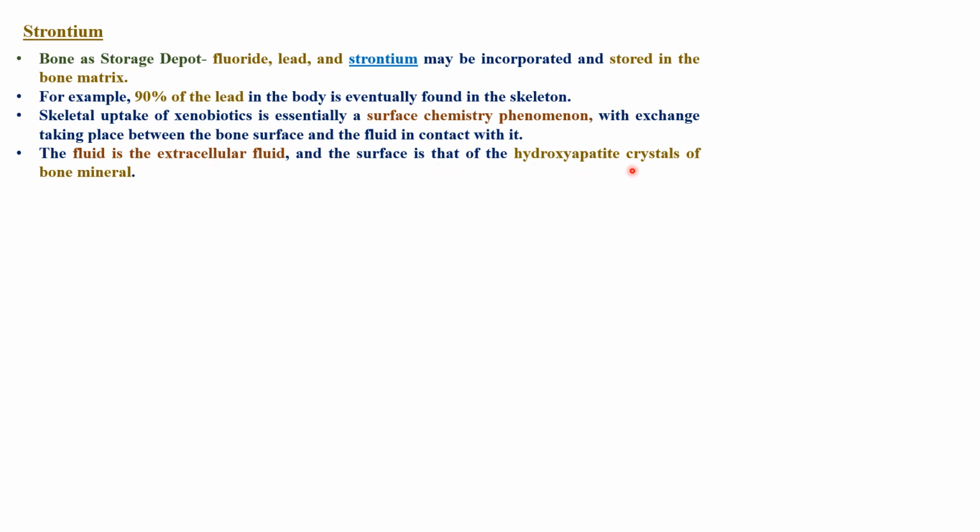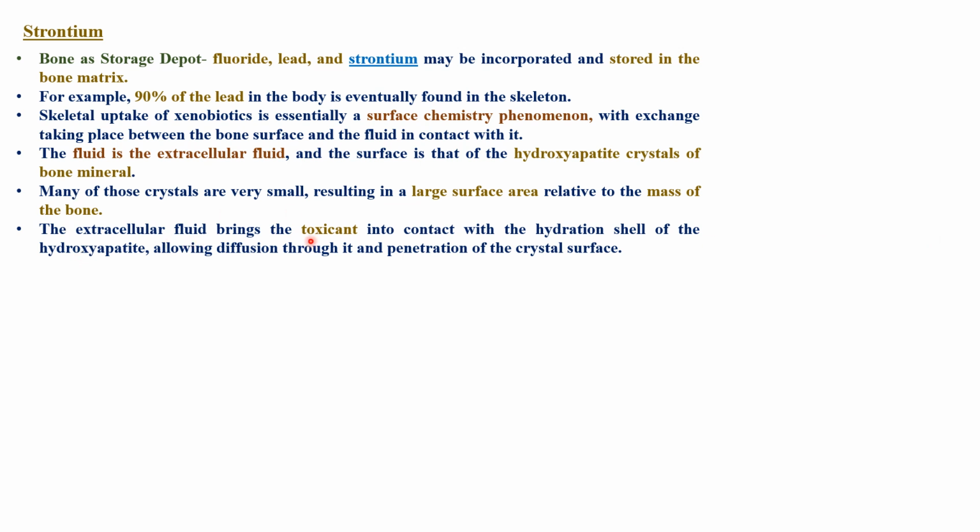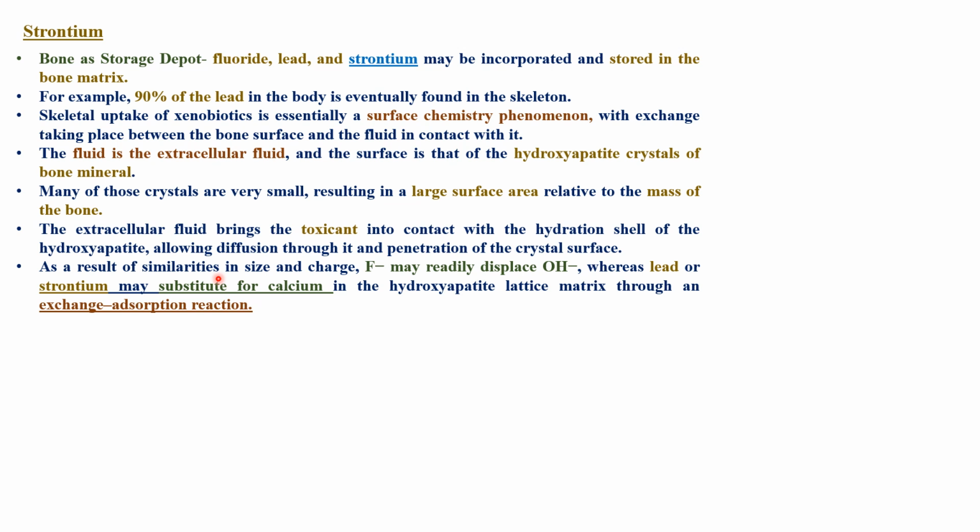And the surface is the hydroxyapatite crystals of the bone material. Many of those crystals are very small, resulting in large surface area relative to the mass of the bone. One has to understand that as the size decreases, surface area increases, right? The extracellular fluid brings the toxicant into contact with the hydration shell of the hydroxyapatite, allowing diffusion through it and penetration of the crystal surface. As a result of similarities in size and charge, fluoride may readily replace OH in the hydroxyapatite crystals, whereas lead or strontium may substitute for calcium.